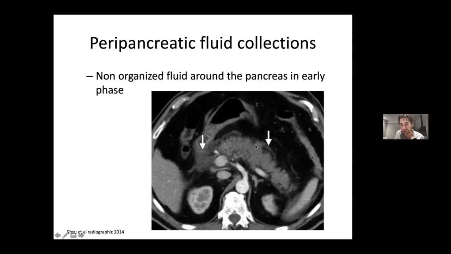The pancreas looks relatively okay to me, in all fairness. But you can see the fat needs to be black, like here, and this is what we call fat stranding around the pancreas, which is fluid that sits around the pancreas. If you have any infection in the body, fluid will go there, and the same with the pancreas. So this is a non-organized fluid collection around the pancreas in the early phase. This can basically disappear and the pancreatitis remains mild, and there's nothing you need to do about this.